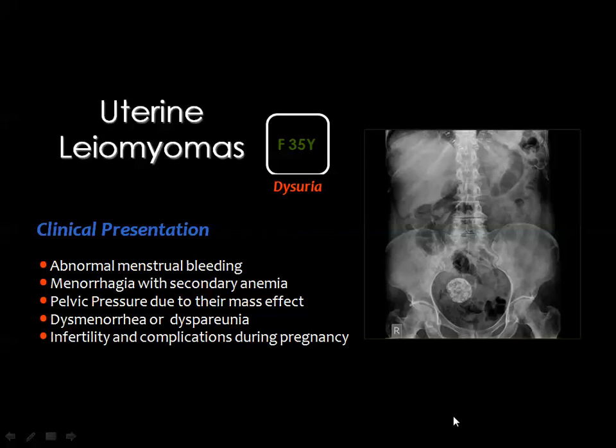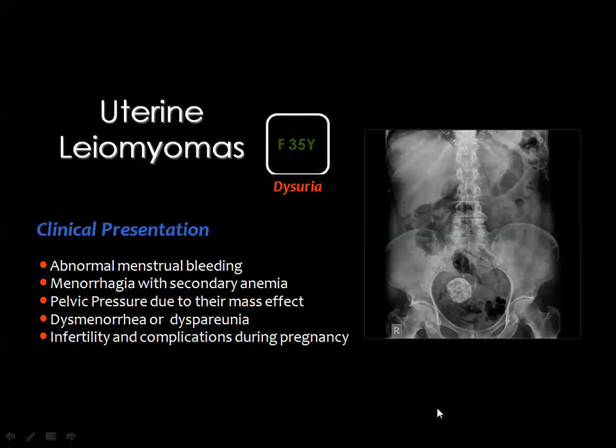Then the clinical presentation of uterine fibroid will include abnormal menstrual bleeding, menorrhagia, and of course with consequent anemia secondary to the blood loss. Pelvic pressure symptoms: if the uterine fibroid is large, it will compress the urinary bladder and it will also compress the rectum. And sometimes it may interfere with pregnancy or may lead to some complications during pregnancy.